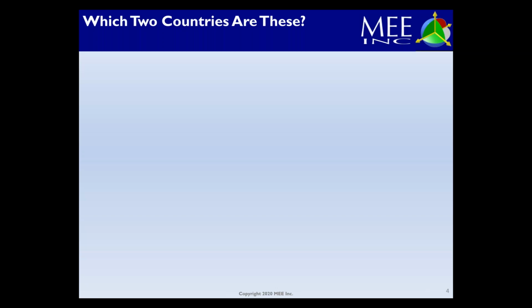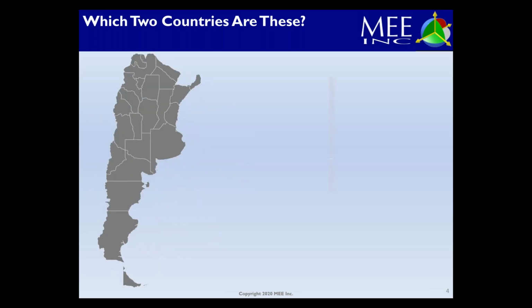We're going to ask ourselves, what two countries are these? You might think to yourself, I know what countries these are. To me, the country on the left kind of looks like Delaware upside down, and most of you will probably recognize the country on the right. The country on the right, of course, is Australia, and the country on the left is Argentina.